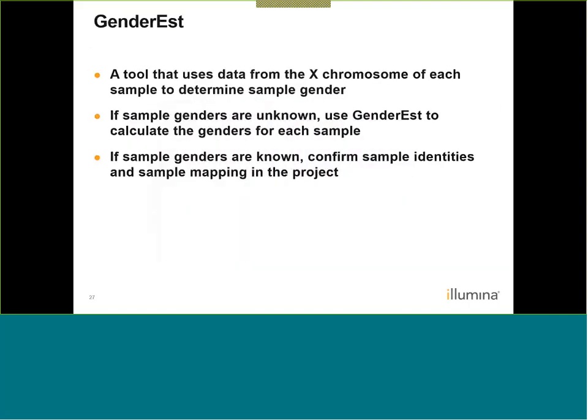GenderEst is a tool that uses data from the X and Y chromosomes of each sample to determine sample gender. If the sample genders are unknown, you can use GenderEst to calculate the genders for each sample and populate the gender column. If the sample genders are known, you can run GenderEst and not overwrite the gender values, and then compare the values that you get from GenderEst to the values that you've entered in the gender column.